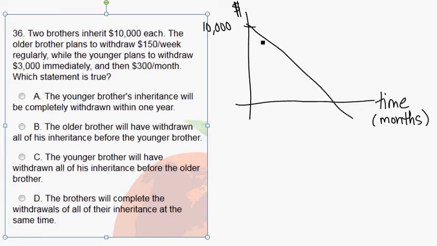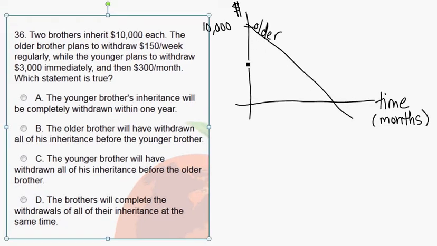The younger brother, so I'm going to label this older, and now the younger brother is going to withdraw $3,000 immediately, so he's going to really just start with $7,000, and then he's going to be withdrawing $300 a month. So that's half as much as his older brother, so this is going to be decreasing at a slower speed. And now we have to figure out which of these choices is correct.